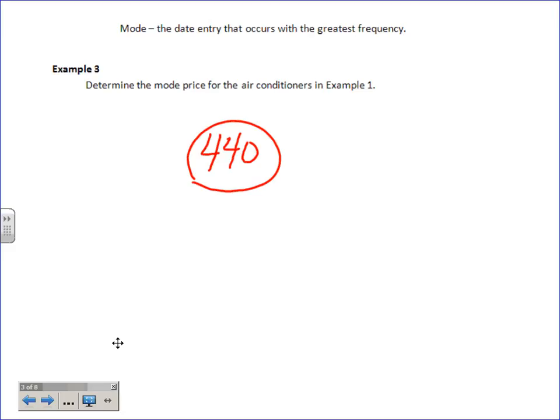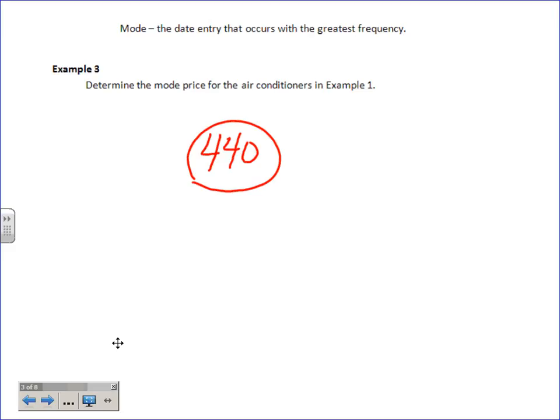Okay. What if there was another, so let's say 440 was back in there, let's say there was another 470. You'd write them both, very good. That would be called bimodal, okay. Because there's two modes, get it? All right. Okay, so those are pretty straightforward, correct? Especially when you have very few numbers, it's very easy. Okay. Any questions so far?